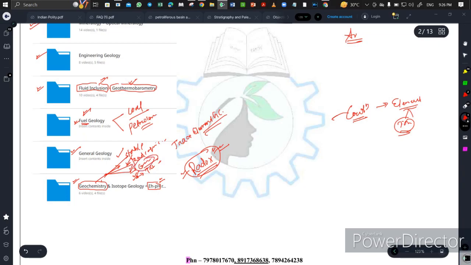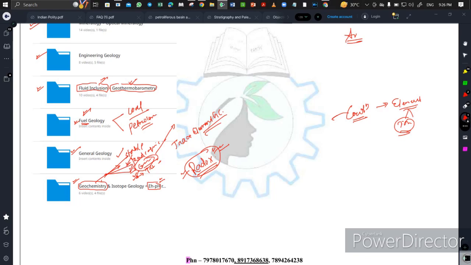In cosmochemistry, what are the subtopics that we will be covering? In cosmochemistry, we will study the nucleosynthesis process, how the Big Bang theory happened, and how the elements got formed. Those are the parts of cosmochemistry. Then the Goldschmidt classification of elements, how they are partitioned into different layers: crust, mantle, core, inner core, outer core, like that.